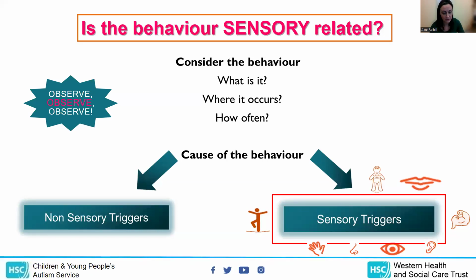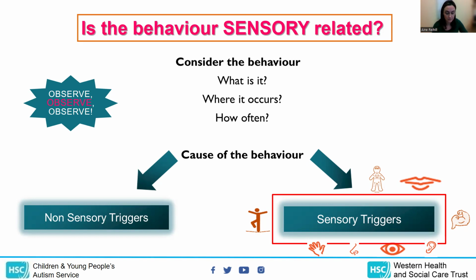So before we move on, it is really important to note that you must observe your child on an ongoing basis and consider, is the behaviour sensory related? You can do this by considering what, where, and how often the behaviour is happening, and then try to establish the cause of the behaviour.